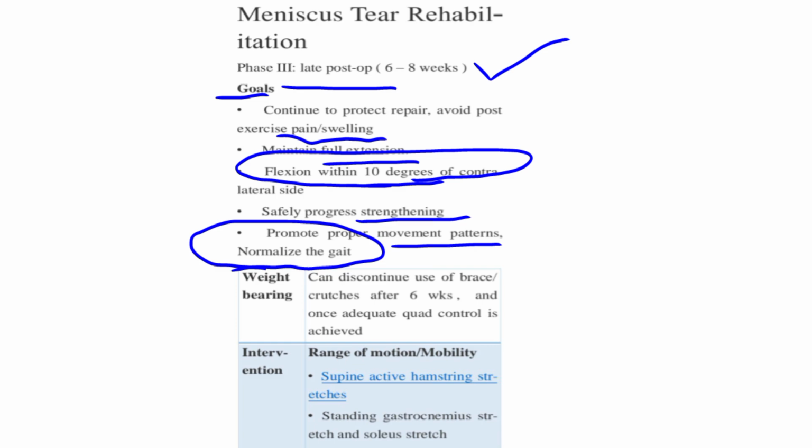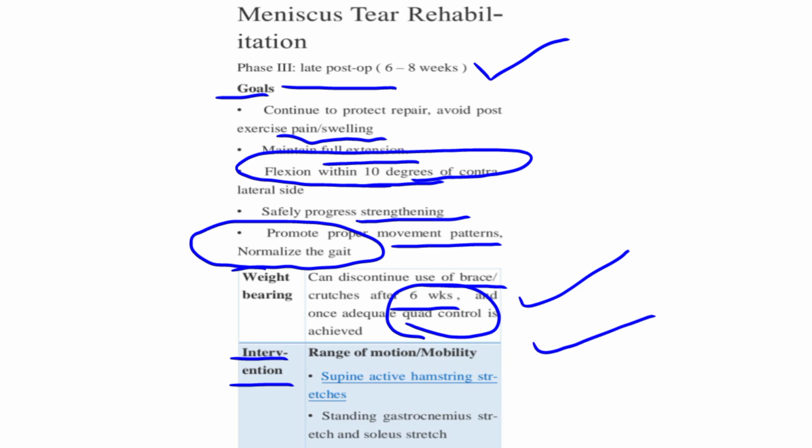Safely progressive strengthening, promote movement patterns and normalize the patient's gait, the patient's walking pattern. Weight bearing in this condition: you can discontinue use of the brace according to the patient's condition after 6 weeks, and once adequate quads control is achieved, do quadriceps control exercises. Quadriceps are knee extensors.